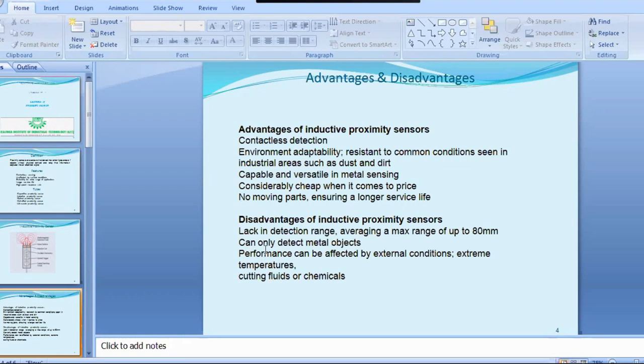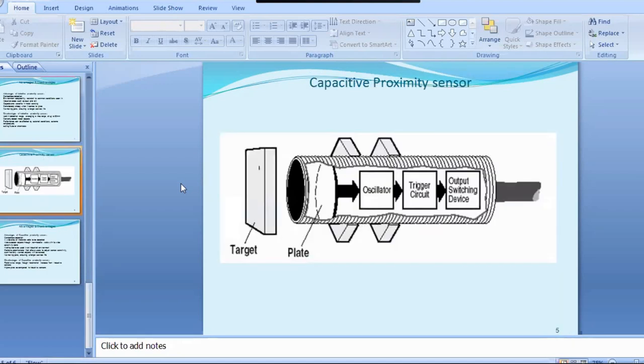Disadvantages: there is a limited detection range, because it depends on the nominal range. The average maximum range is up to 80 millimeters, maybe between 80 and 100 millimeters. They can only detect metal objects, and performance can be affected by external conditions such as extreme temperature. These are the advantages and disadvantages of inductive proximity sensors. The next one is the capacitive proximity sensor.